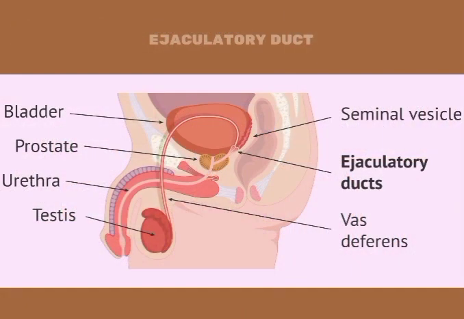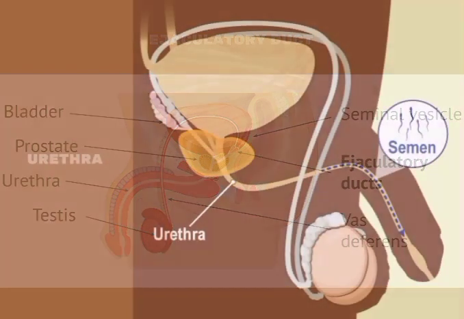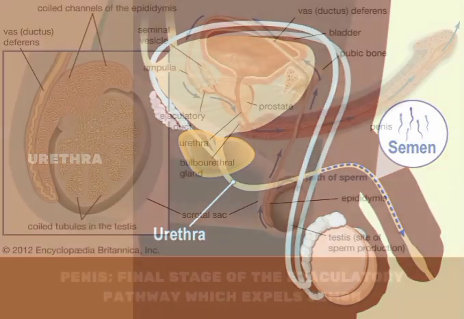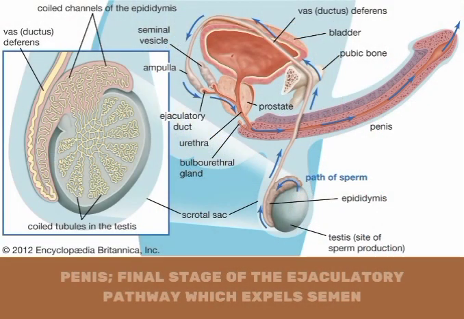The ejaculatory duct delivers sperm into the urethra, adding secretions from the prostate necessary for sperm function, while providing an interface between the reproductive and urinary systems in men. Urethra. Sperm will become semen, which is a combination of fluid and sperm. And lastly, the penis. It is the final stage of the ejaculatory pathway, which expels semen in spurts due to the movement of the muscles propelling it.